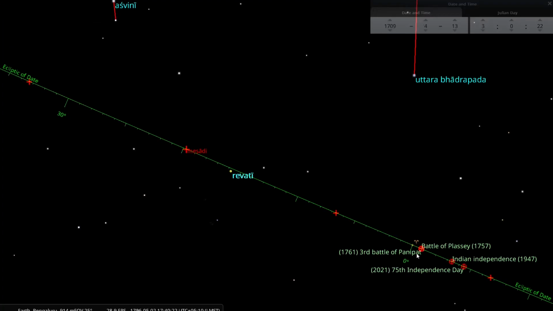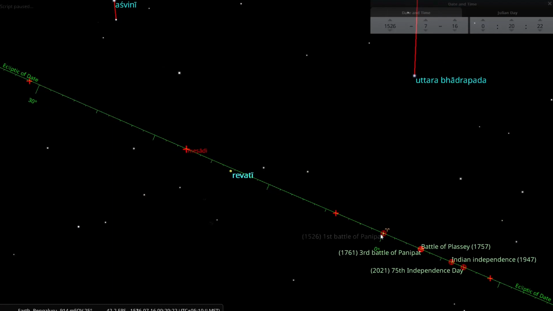Going backwards in time a little bit more, here is the Vasanta Vishuvat moving backwards. And I now have come to 1526, the first battle of Panipat. So this is when Babur invaded India. There was already an Islamic empire in India, the Lodi Empire. So this was Ibrahim Lodi, and Babur defeated Ibrahim Lodi. So this was the beginning of the Mughal Empire in India.